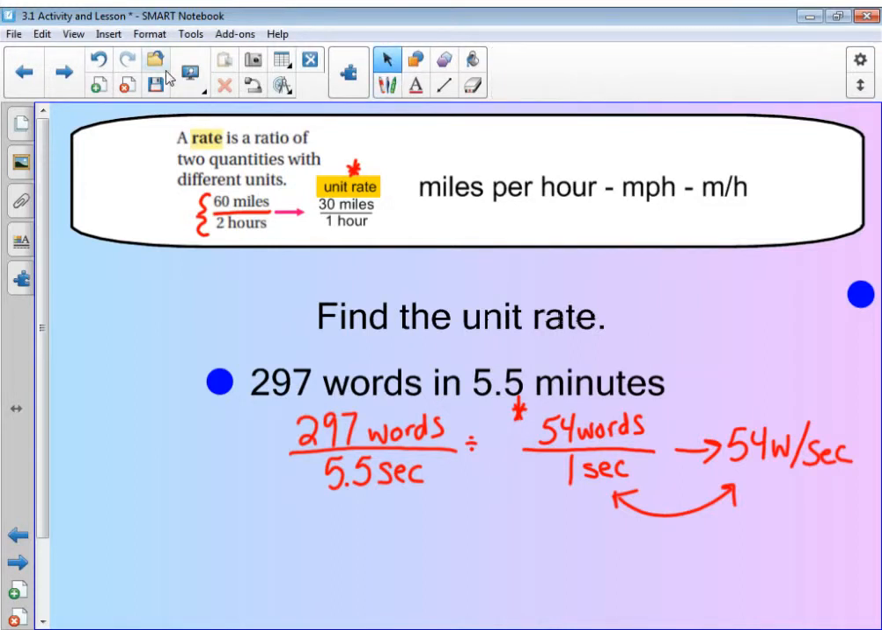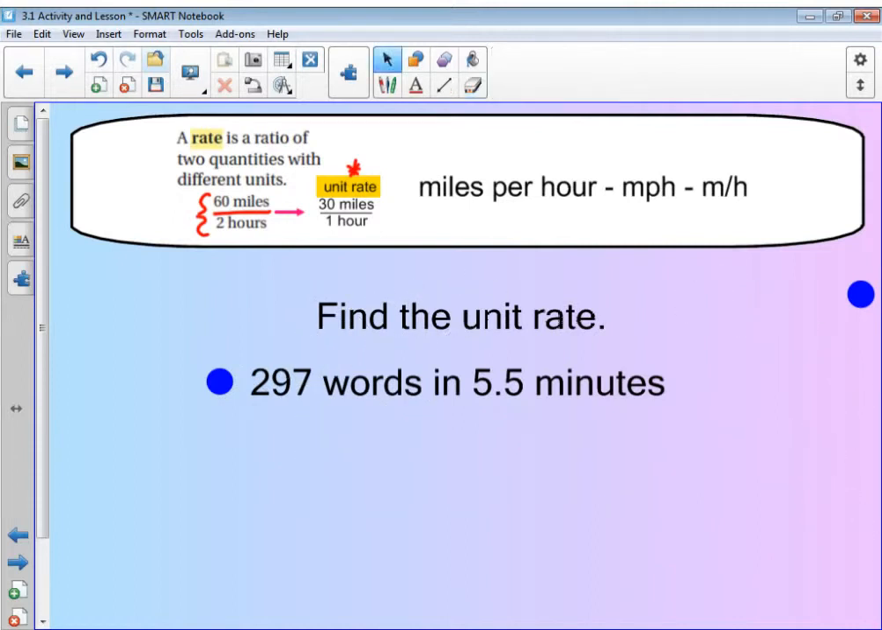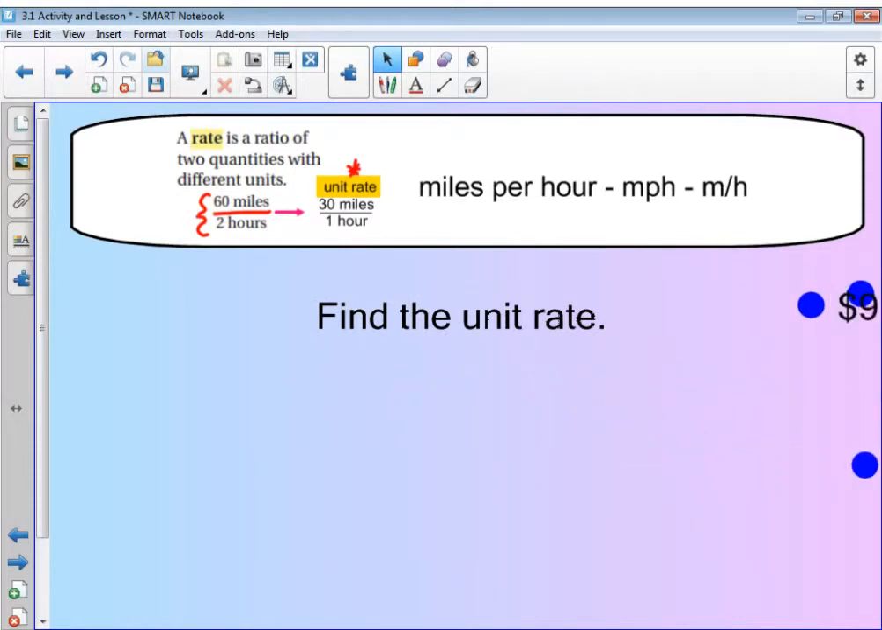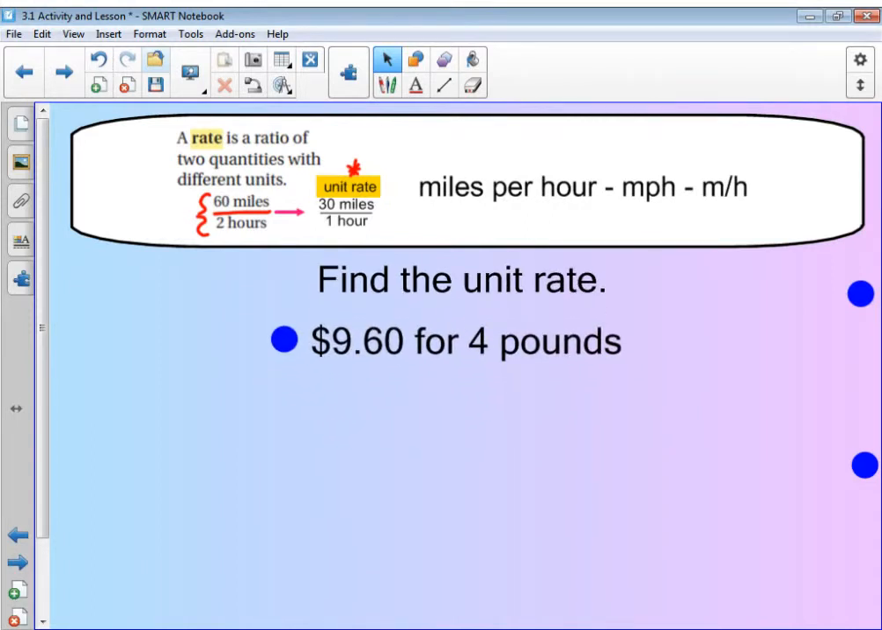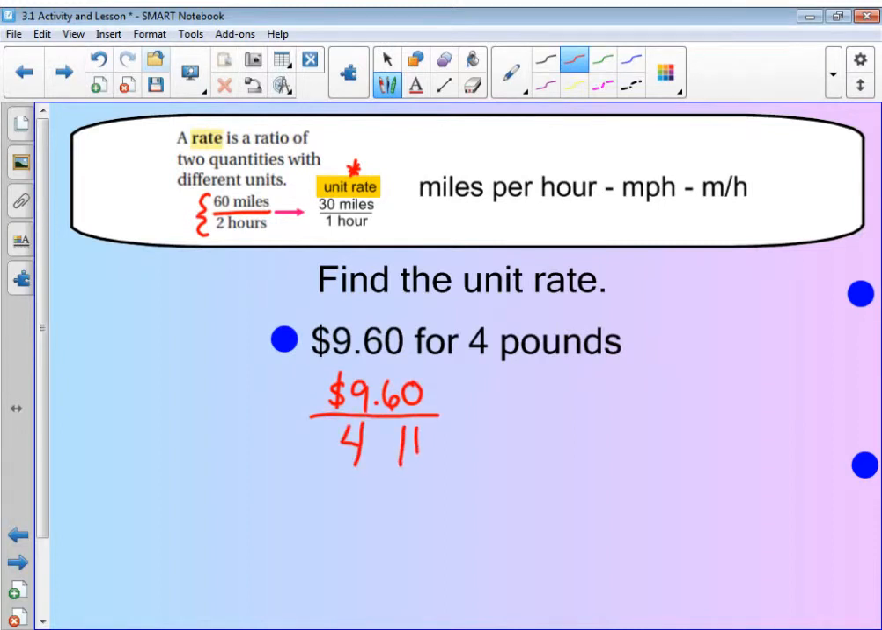Okay, so let's try another one. Find the unit rate for $9.60 for 4 pounds. So maybe you're buying 4 pounds of hamburger at the grocery store. We're going to start out left to right is top to bottom. So $9.60 per 4 pounds. I'm just going to use LB for pounds, but make sure you leave a space in there so you don't think of that as 41 instead of 4, because I oftentimes do that.